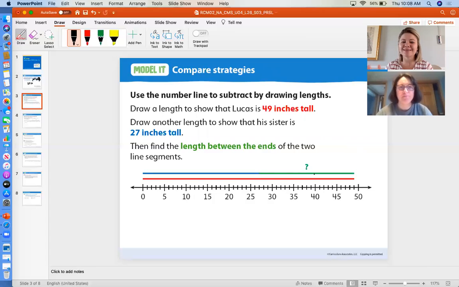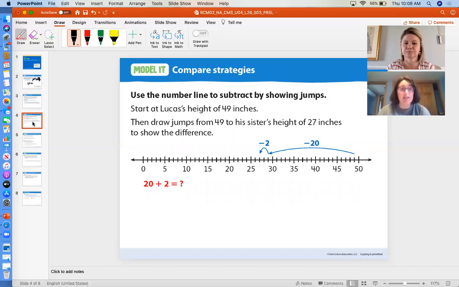Right. If we find the difference between the ending of this line and the ending of the red line, that's going to equal the green line. So that's another way. That shows the hops that we took. It also represents the difference between the brother and the sister.